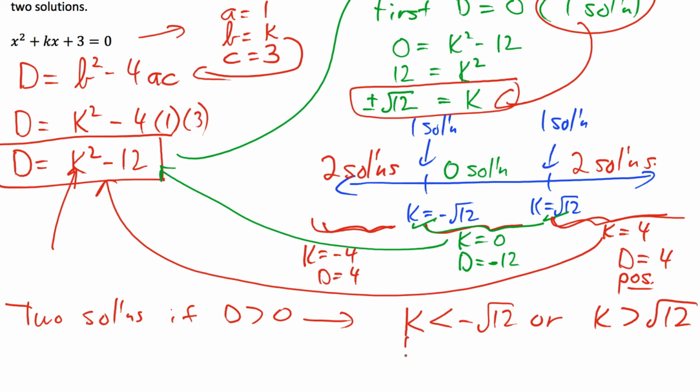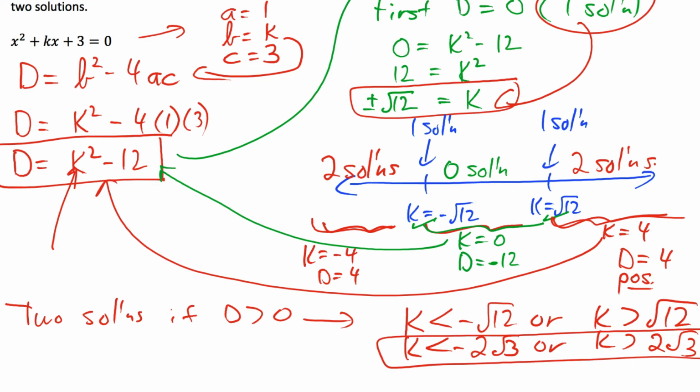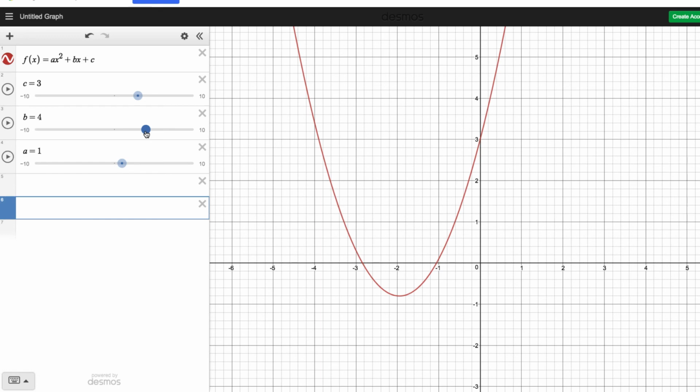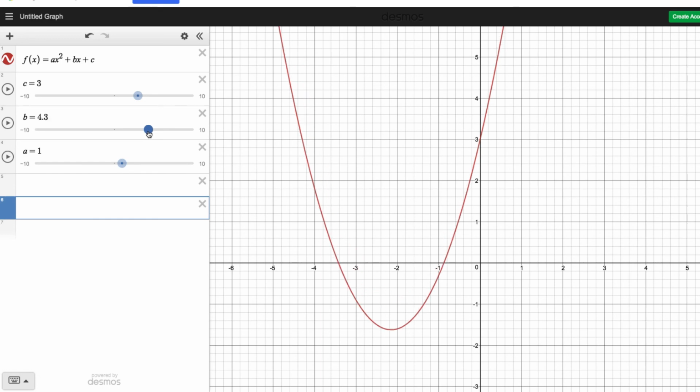And if you want to put root 12 into a simplified radical, which we probably should, it would look like that. So one more time with our animation. If b is root 12, about 3.46, we had one solution, and we're saying if it's more than that, our graph will dip below the x-axis, creating two solutions.